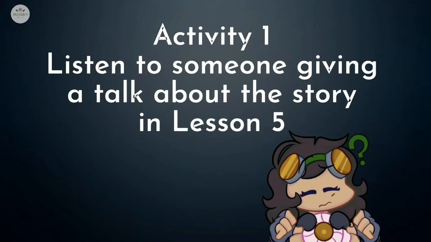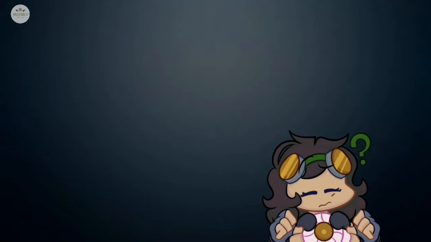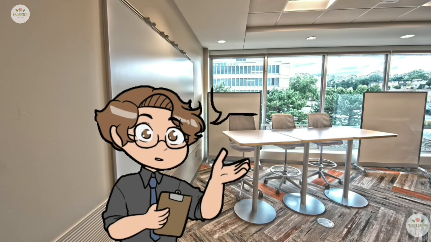Activity 1. Listen to someone giving a talk about the story in Lesson 5. I'm going to talk about a traditional story. It takes place in a small village in Africa. It's called Jacobo and the Lion. It's about a boy who plays a trick because he's bored. The main character is a boy called Jacobo. His job is to look after his parents' goats, but he finds it boring.